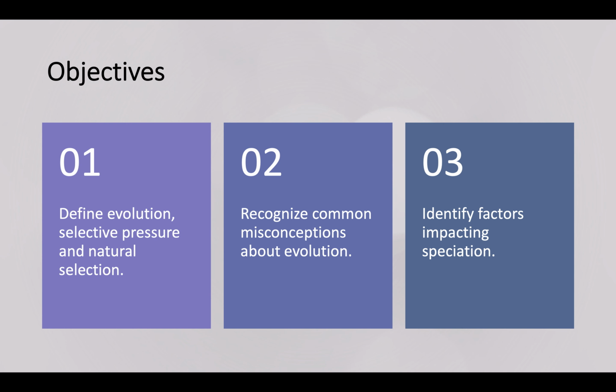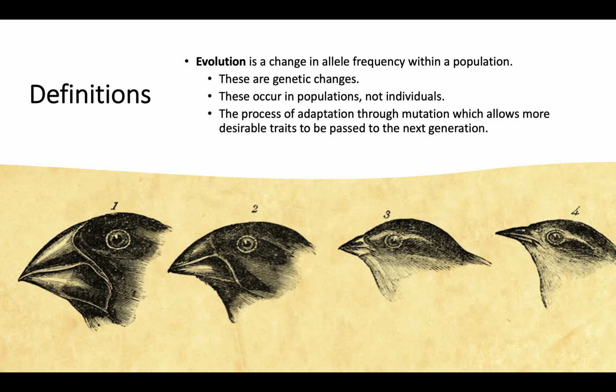So I'd like to start off with our objectives for this chapter, so the things I'd like you to learn and take away. So number 1 would be to define evolution, selective pressure, and natural selection. Number 2 is to recognize common misconceptions about evolution. And number 3 is to identify factors impacting speciation. So now let's talk definitions.